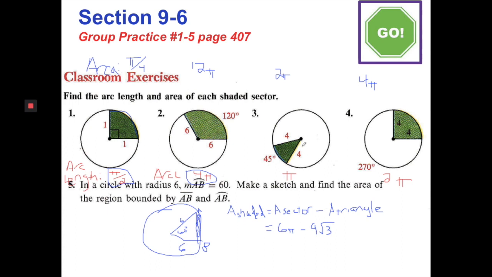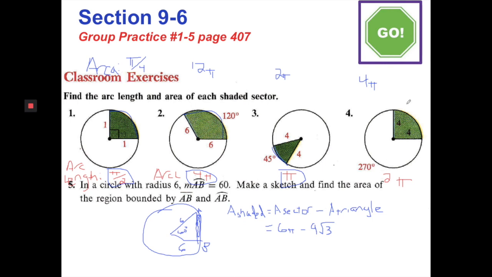This one here, radius is 4, 45 degree angle, 45 degrees is 1/8 of a whole circle. And then you're going to multiply that by 2 pi r, so that's 8 pi. And 8 pi divided by 8 would be pi. I'm confident about this one too. The length of this would have to be pi. The length of this would have to be 4 pi.